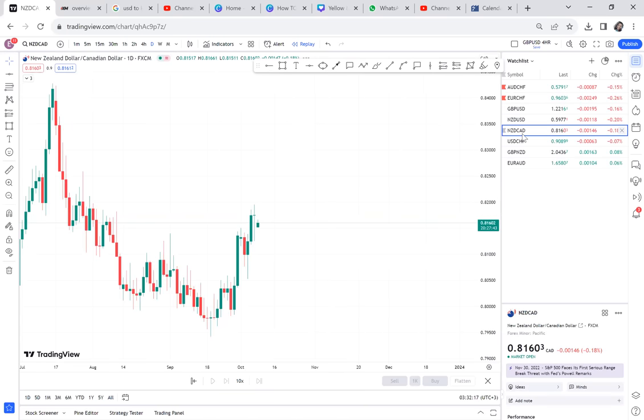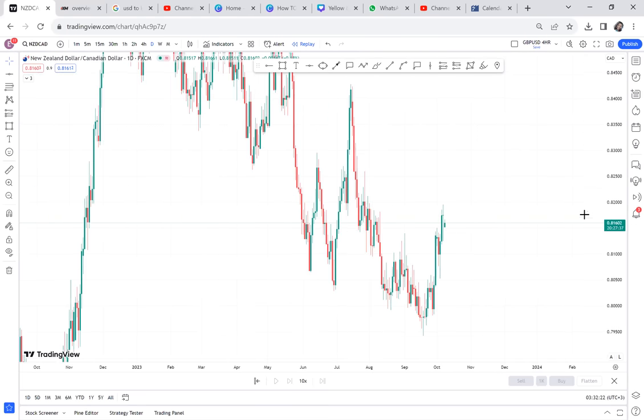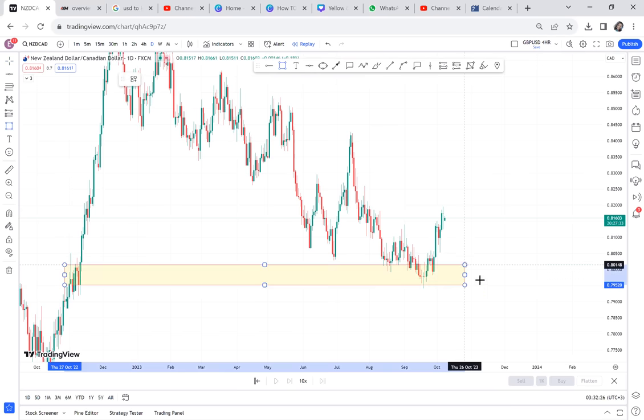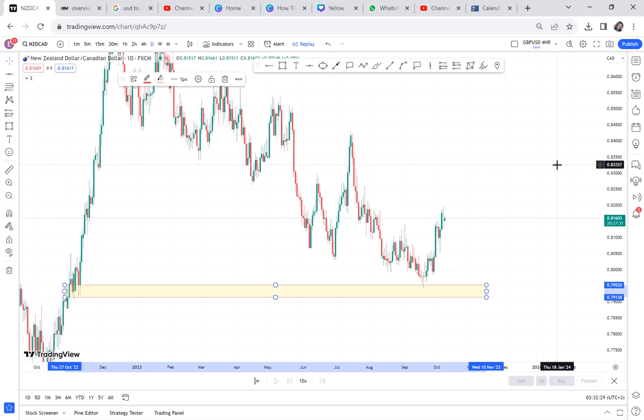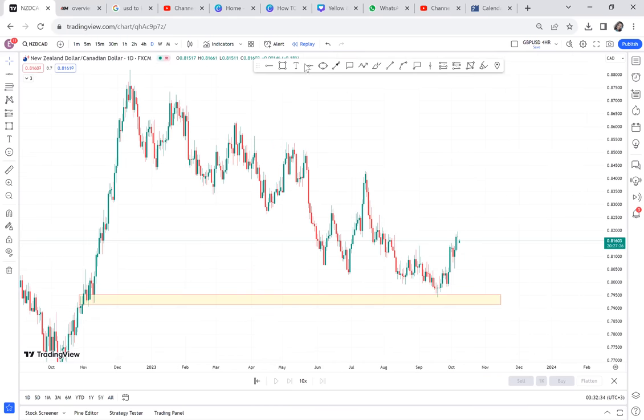So let's go to NSDCAD, and I think this is the last pair of last week. And again, NSDCAD and NSDUSD are identical. Their patterns are identical. They move the same. So we have that double bottom, and that's what was making us buy. And in fact, this market bought, and we made money.